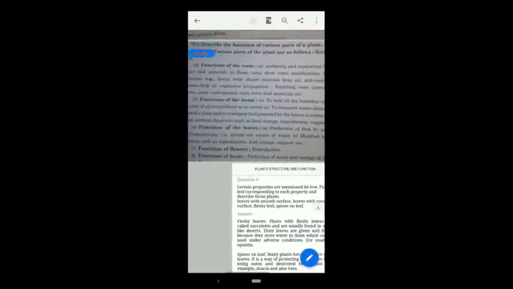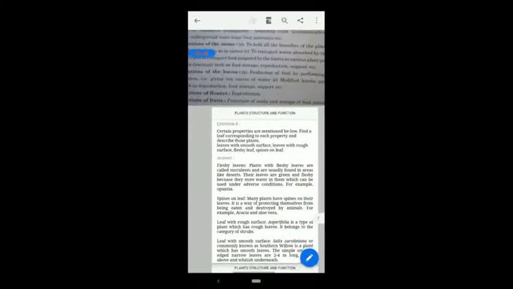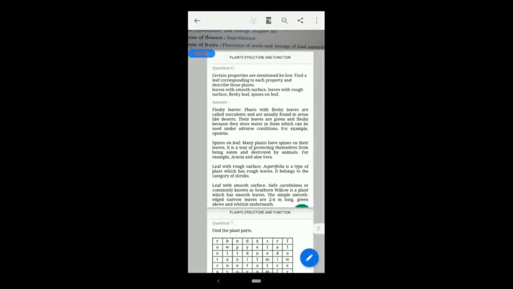In exam, any two functions will be asked to you for the 2 marks. Either it depends, that is any two, or specifically it mentions to write the function of root or write the function of stem. In this manner for the 2 marks, you have to write the 4 points of it.